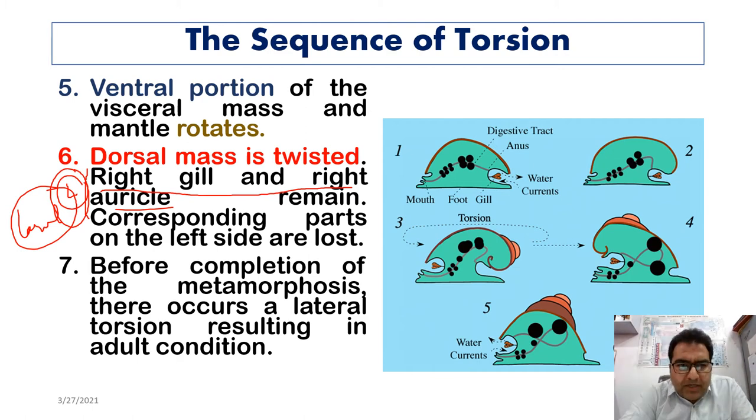So before completion of the metamorphosis, there occurs a lateral torsion resulting in the adult condition. Now we shall also be talking about the cause and the significance of the lateral torsion. Lateral torsion is due to retarded growth on the right side and active expansion on the left side. So the mantle cavity and the pallial complex gradually tilt down to the right or the anterior side. This provides protection, compactness and continuous growth. So this is why the torsion took place.